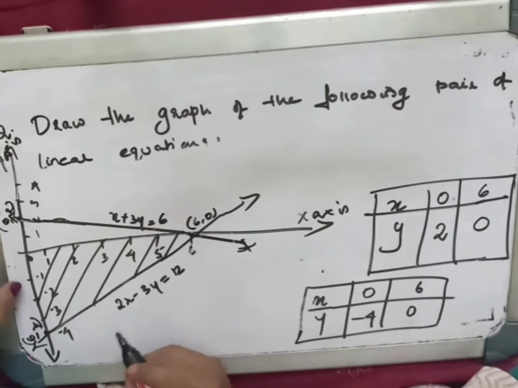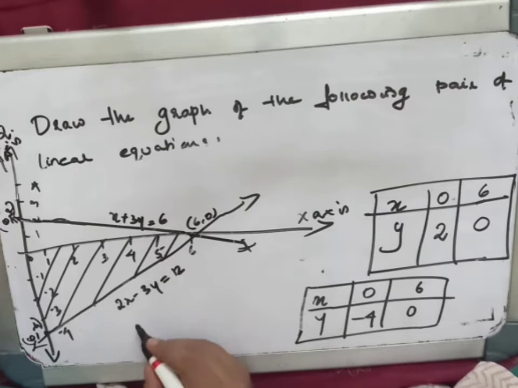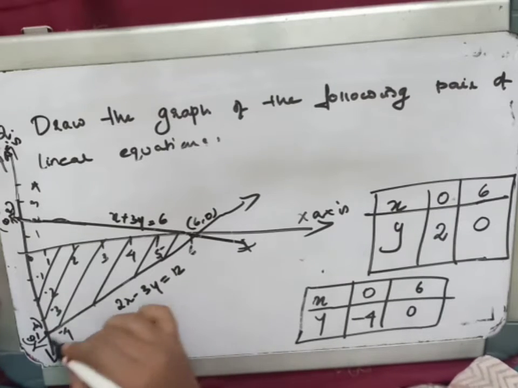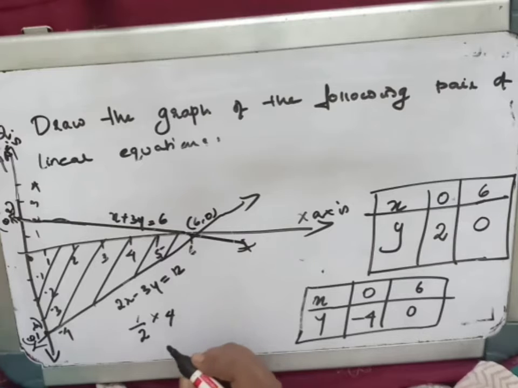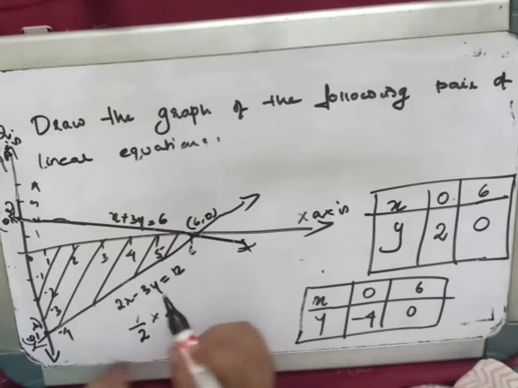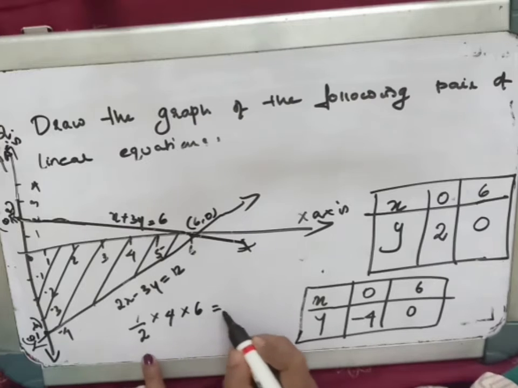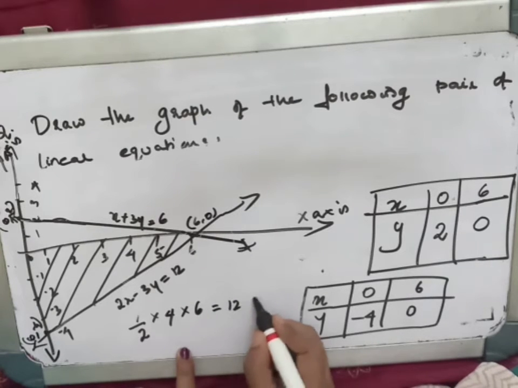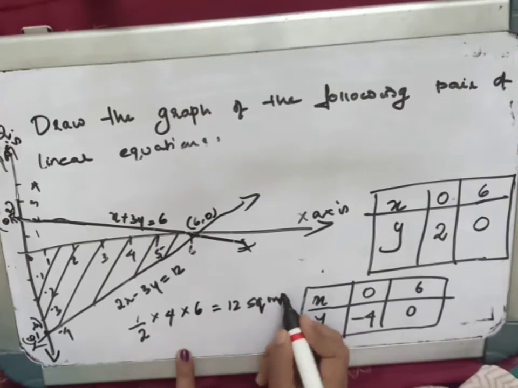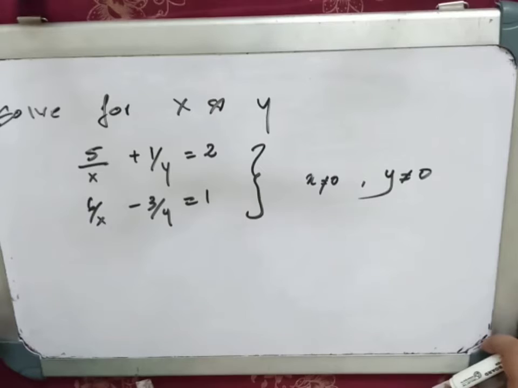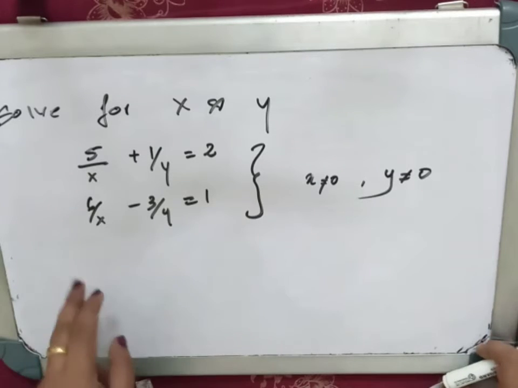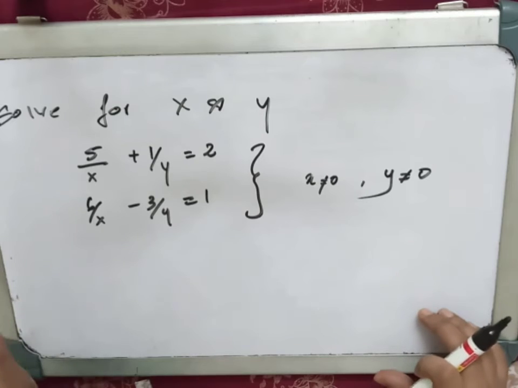Half BH is the formula for finding the area of a triangle. Here we have the base is equal to 4 units and the height is equal to 6 units. So half into 4 into 6, that will give you 12 square units area. So hence, the next question.